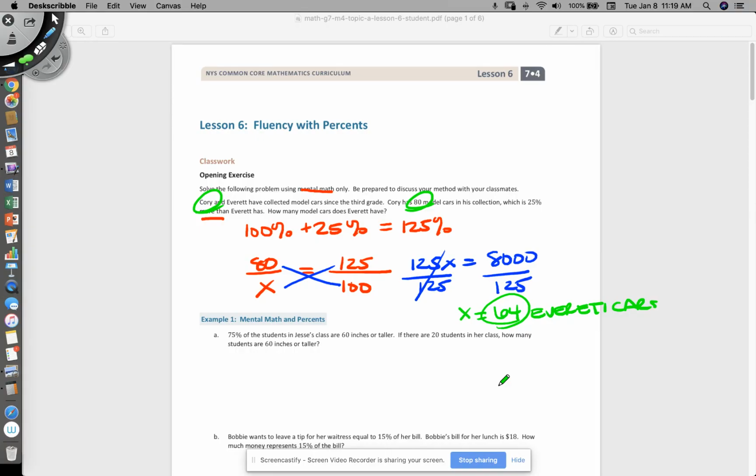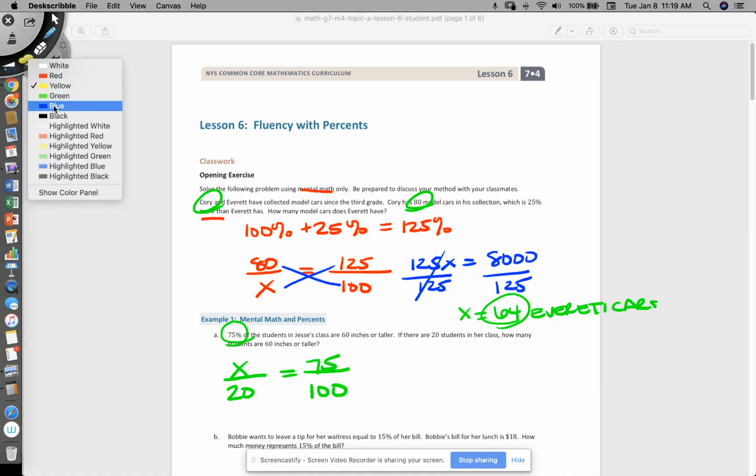75% of the students in Jesse's class are 60 inches or taller. If there are 20 students in her class, how many students are 60 inches or taller? So we're going to set this up as line equals line. 100% is the entire class. Now, 75% of them are going to be 60 inches or taller. If there are 20 students in the class, how many of them are 60 inches or taller? So let's go ahead and cross multiply this out.